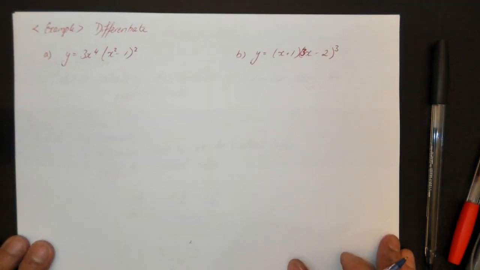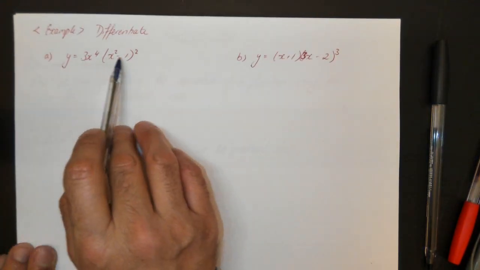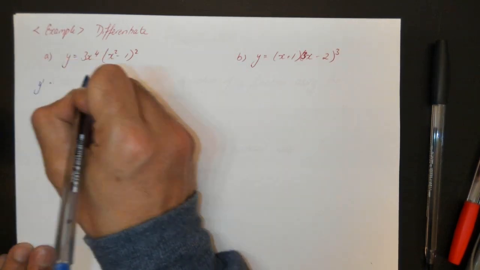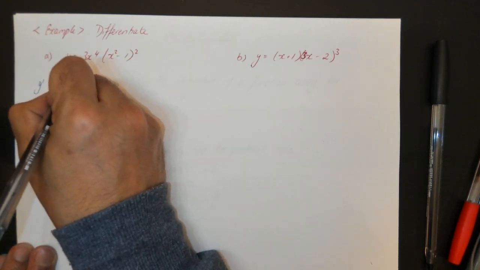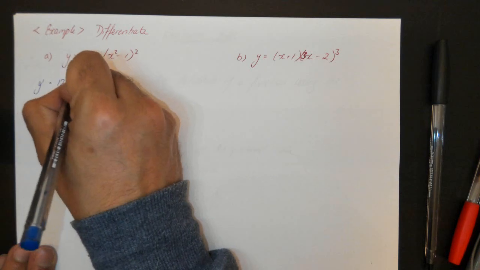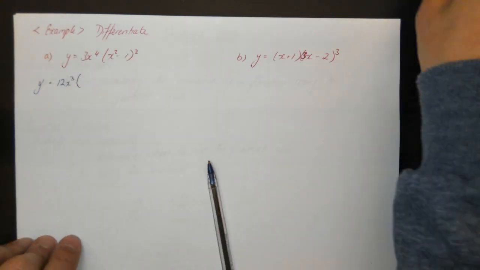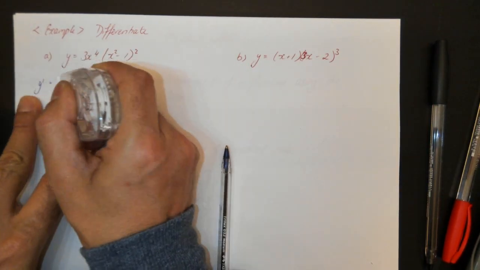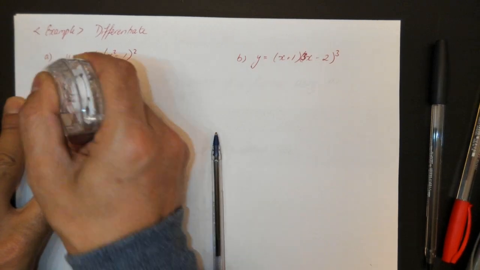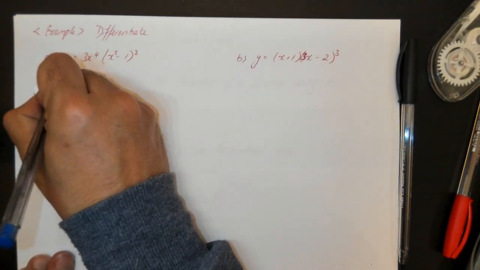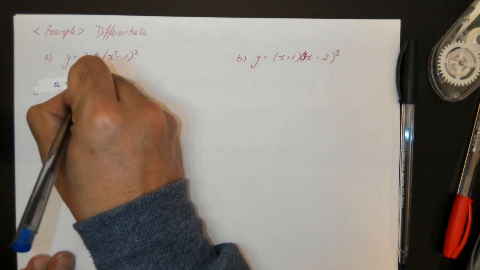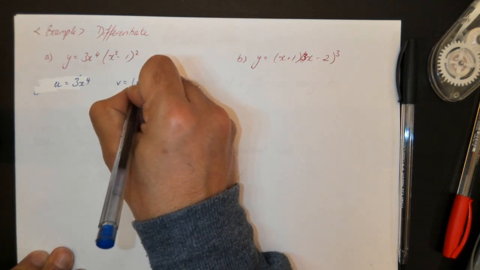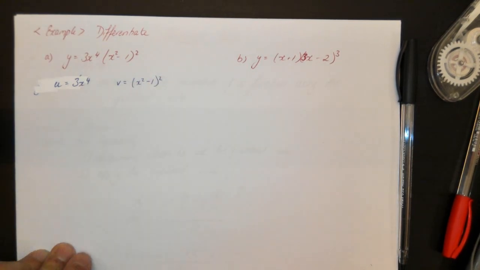Some more examples. We're going to differentiate. We've still got 2 products. So if we want to differentiate that, it's going to be 12x to the power of 3. Okay. I didn't notice that there's 2's and squares here. So what I'll do is break it down. So u is 3x to the power of 4, and v will be (x squared minus 1) to the power of 2.